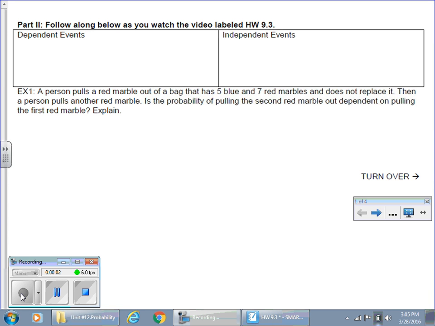Hey guys, so this is homework 9.3, and this is part 2 where you're supposed to follow along with the video and fill in the information. So dependent events. What dependent events are, or what it means, is that when one event occurs, it could change the probability of another event occurring. So let's write that down.